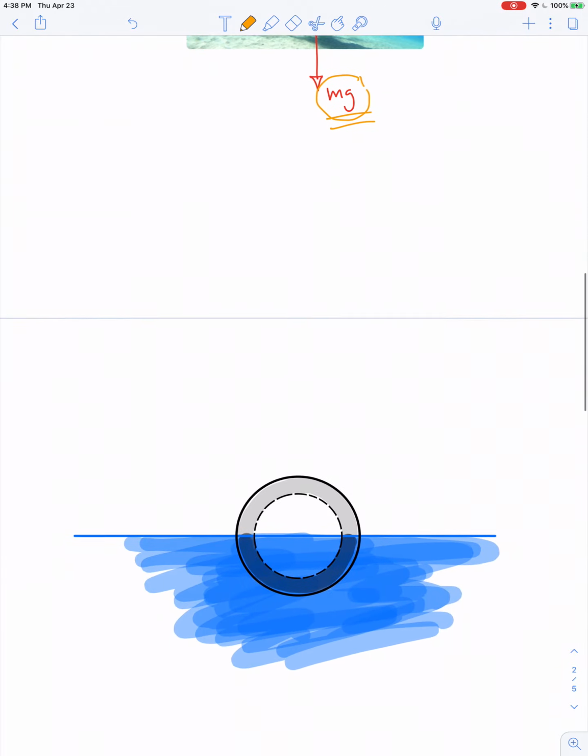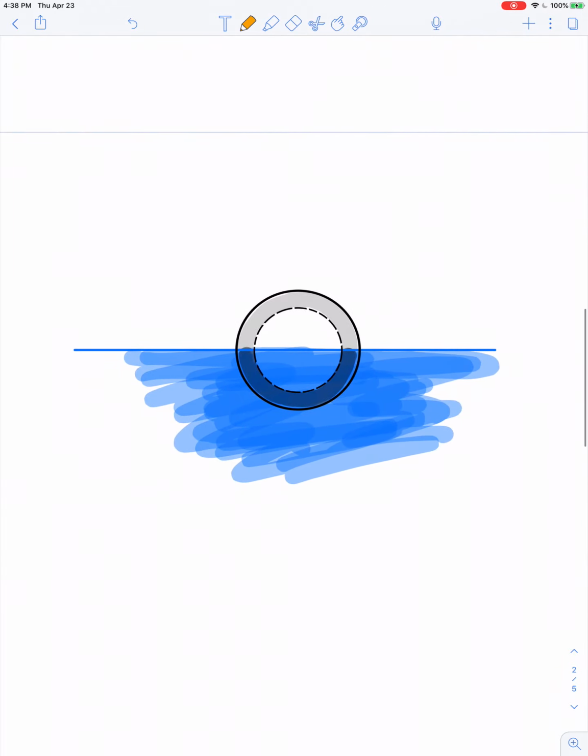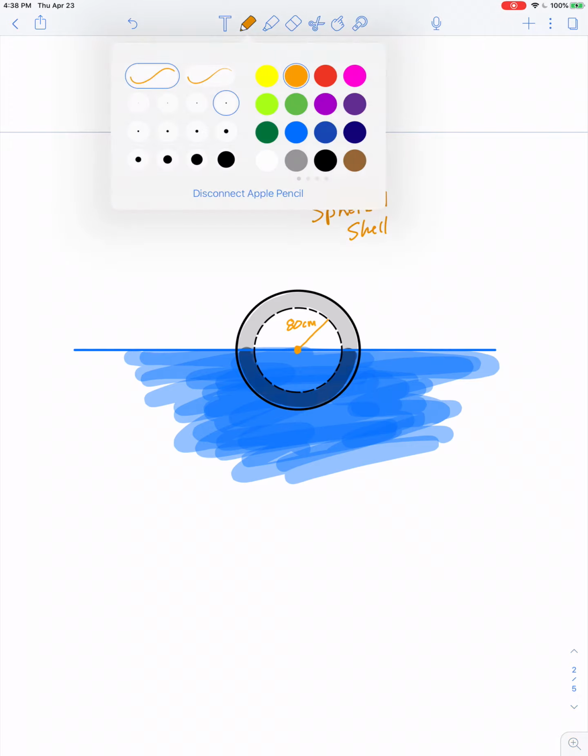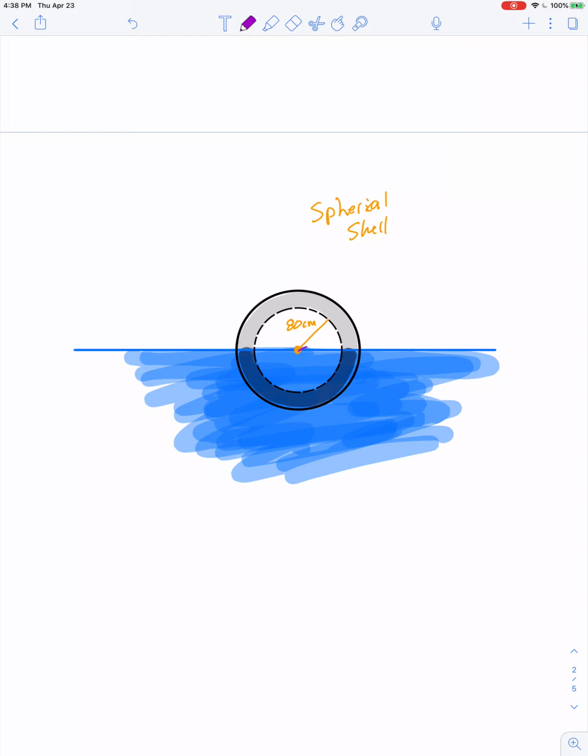Okay, let's put some numbers to all this. What if we had a spherical shell? Some buoys might be in the shape of a spherical shell. And we'll make up some numbers here. Say that the radius to the inner wall is, how about 80 centimeters? And then we'll say the radius to the outer wall is about 110 centimeters, or 1.1 meter.